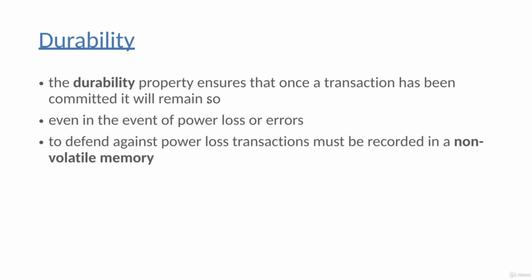Okay, and finally we have durability. The durability property ensures that once a transaction has been committed, it will remain so. Even in the event of an error or a power loss, the effect of the transaction is going to be committed. In order to defend against power loss, transactions must be recorded in non-volatile memory, for example on the HDD, the hard disk drive. Okay, so these are the 4 ACID principles that are crucial as far as transactions are concerned, and in the coming lectures we are going to talk about how to use transactions with SQL and MySQL.